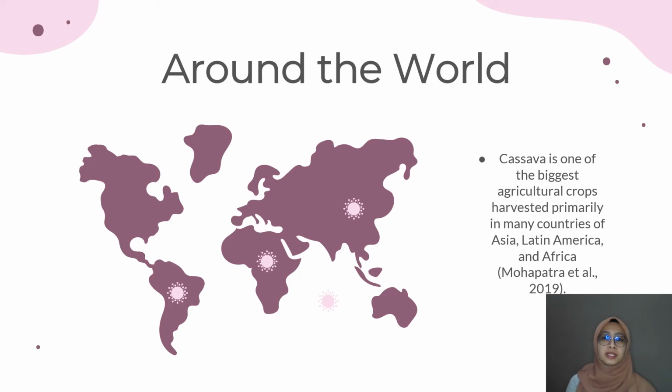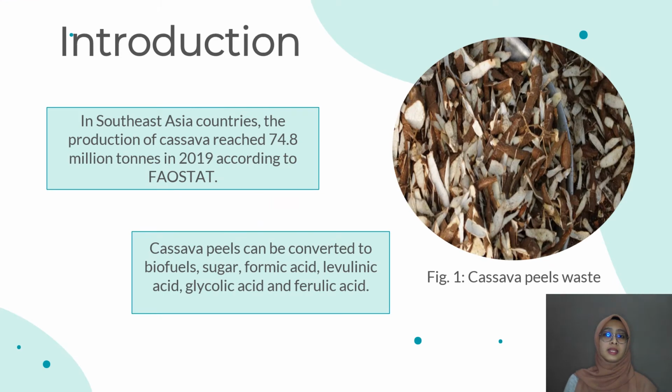Cassava is one of the biggest agricultural crops harvested primarily in many countries, especially in Asia, Latin America, and Africa. In Southeast Asia countries alone, the production of cassava reached 74.8 million tons in 2019. As the production of cassava increased, the waste produced from cassava also increased. Cassava peels waste can be converted to other value-added products such as biofuels, sugar, formic acid, levulinic acid, glycolic acid, and ferulic acid through biorefinery.